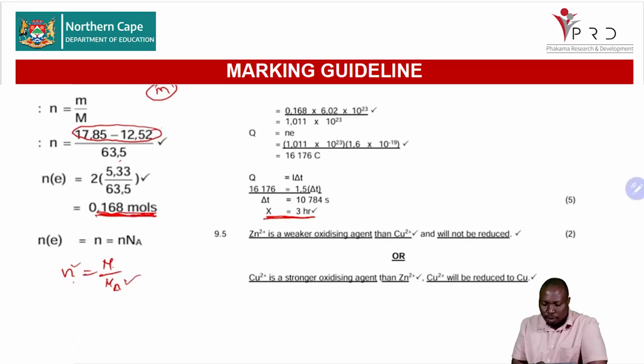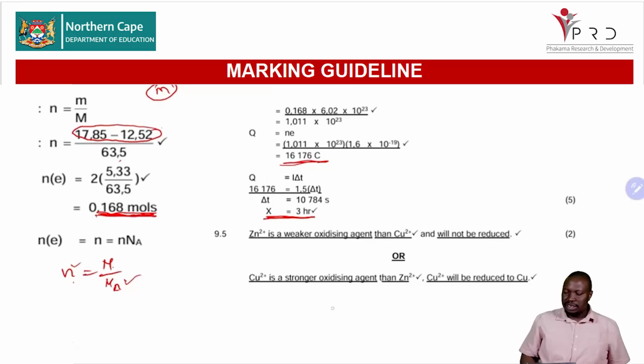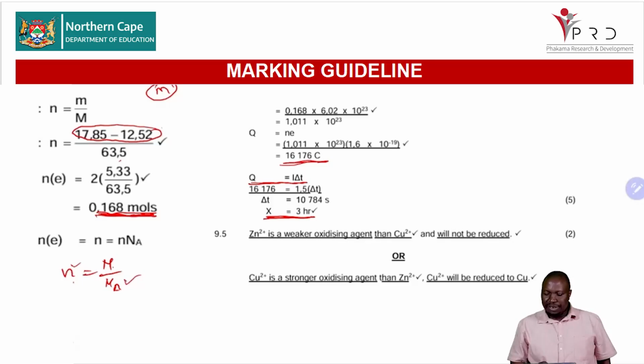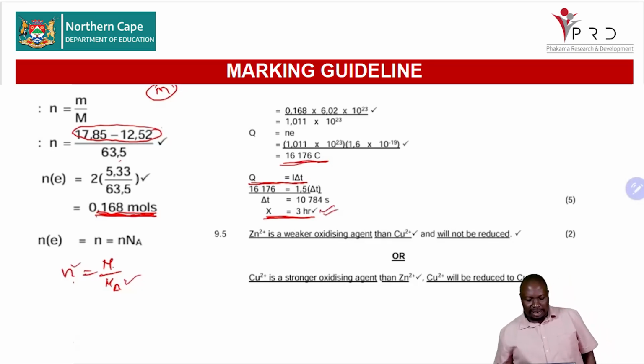Then we go again, we look for the charge as we've done in the other question. We got that our charge is 16,176 coulomb, and then we can now simply calculate the charge, which is I times delta t. In this case, the charge was 16,176 equals 1,5, which is our current that was given initially. And then we're able to calculate our time as being the last one here.